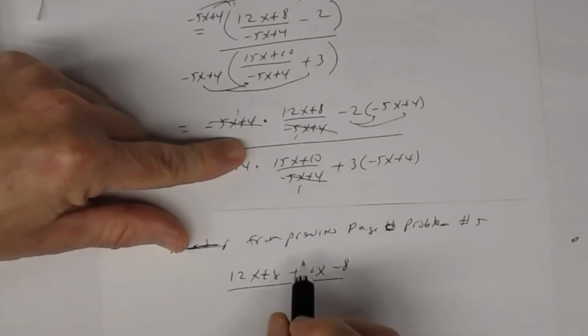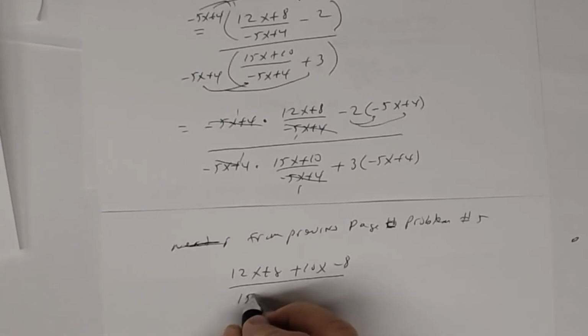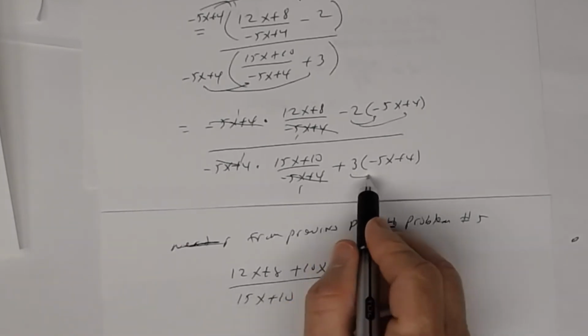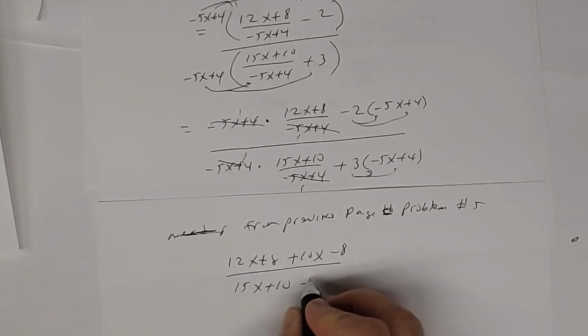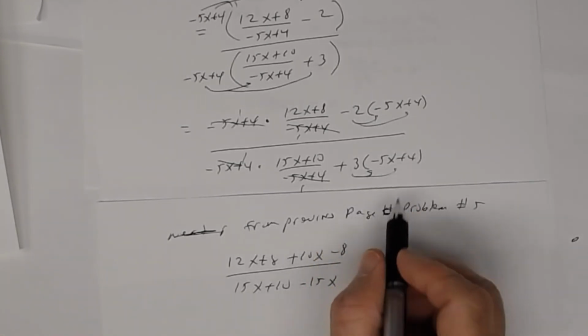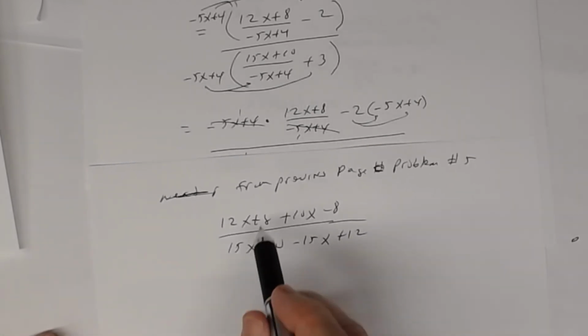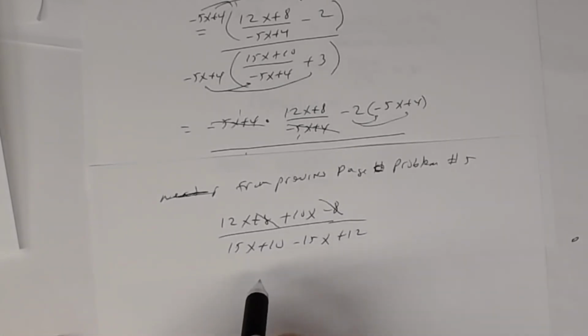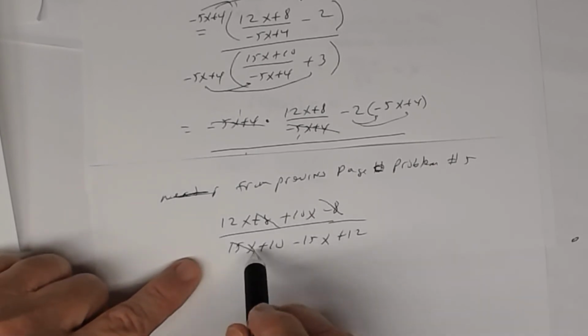All divided by, do the same thing here. 1 times 15x plus 10 is 15x plus 10, and then let's distribute the 3. 3 times negative 5x is negative 15x. 3 times 4 is 12. Combining like terms, the 8 and negative 8 add up to be 0. And in the denominator, the 15x and negative 15x add up to be 0.